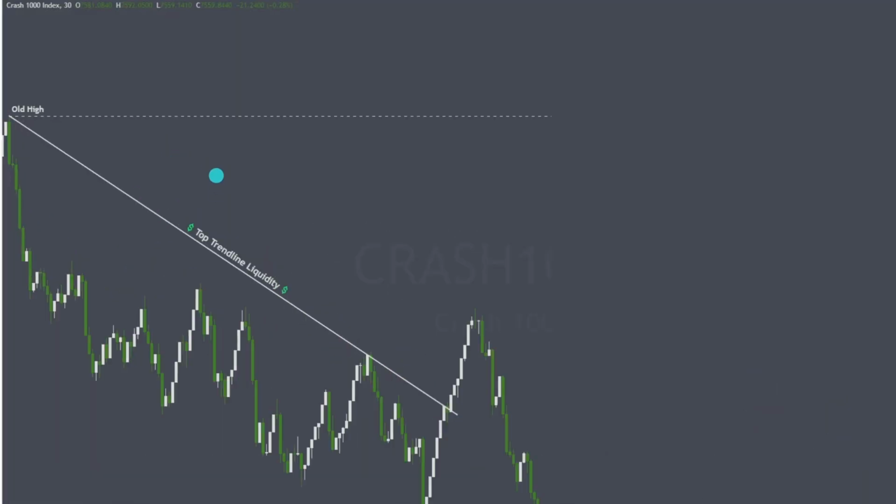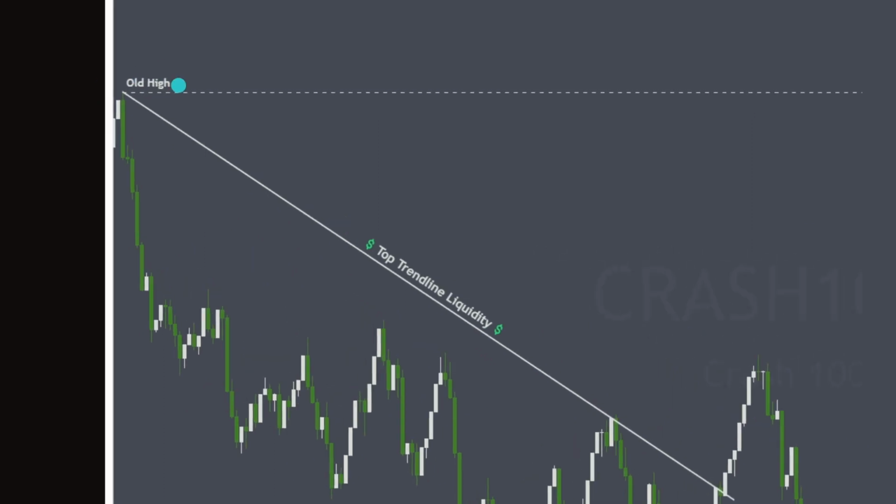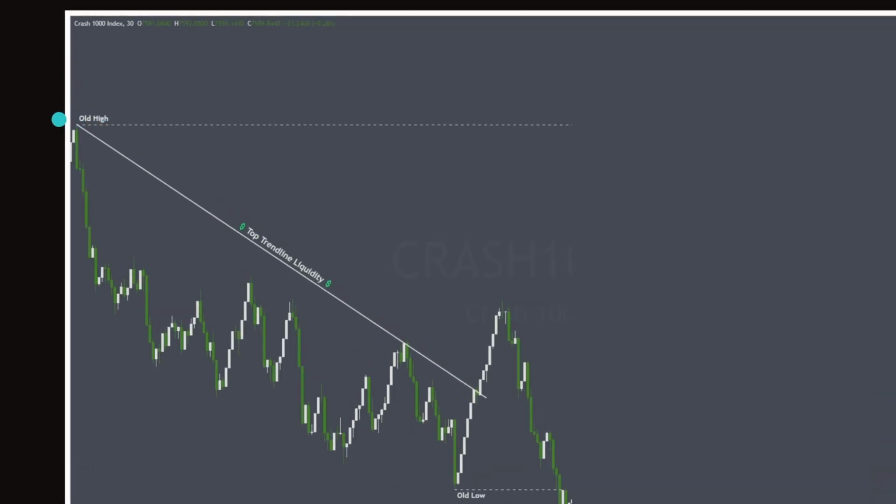Now we are looking at C1000. So Crash 1000, that's our first chart. Before price went to the downside, we had an old high being formed here. We consider this an old high because price rigorously dropped to the downside. So when they did that, we now want to see if price is going to reach for liquidity. Remember, we did communicate that above old highs and below old lows, there resides liquidity, right?